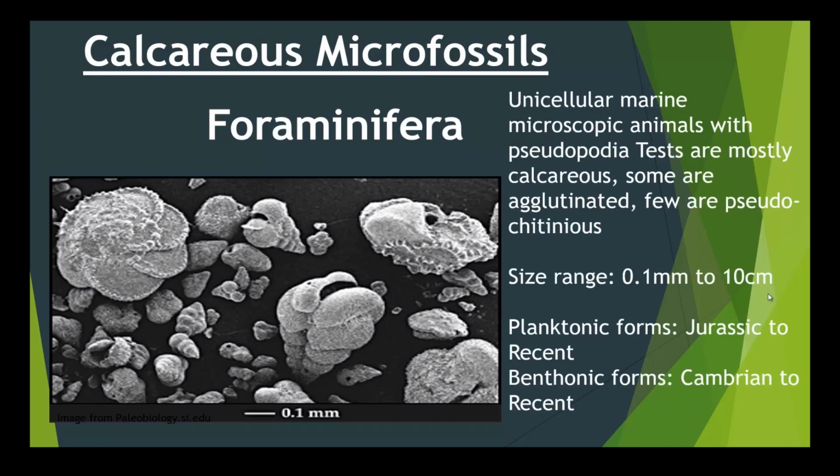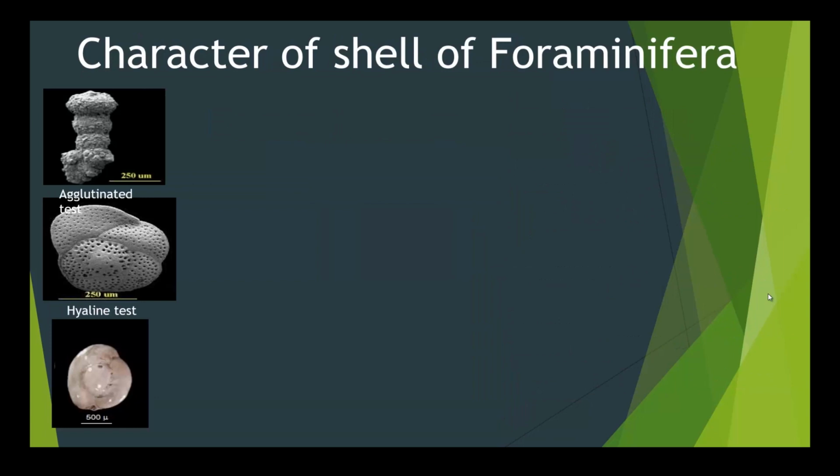Foraminifera are unicellular marine microscopic animals with pseudopodia. Their tests are mostly calcareous. However, some are agglutinated and few are pseudo-chitinous. They range in size from 0.1 mm to 10 cm. There can be planktonic forams and benthonic forms also. The planktonic forms range from Jurassic to recent times, whereas we find the benthonic forams right from Cambrian age to recent times.